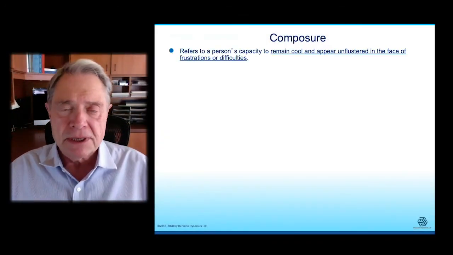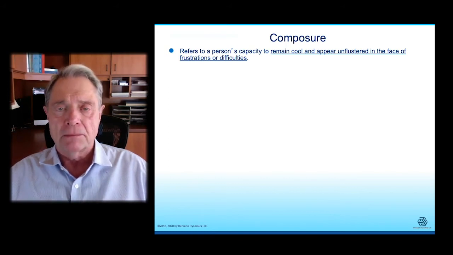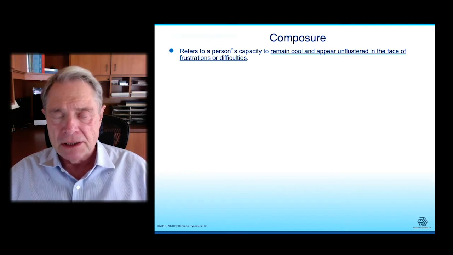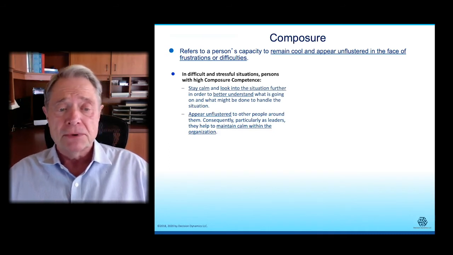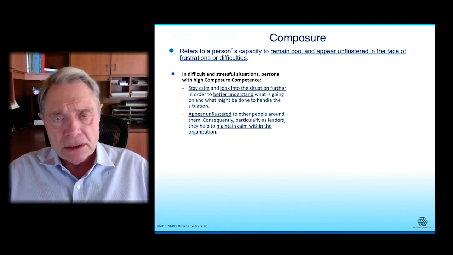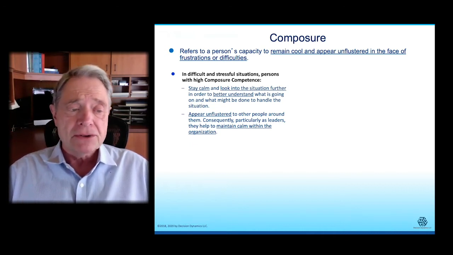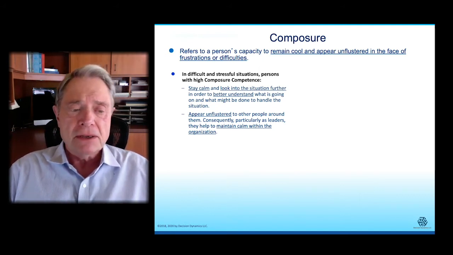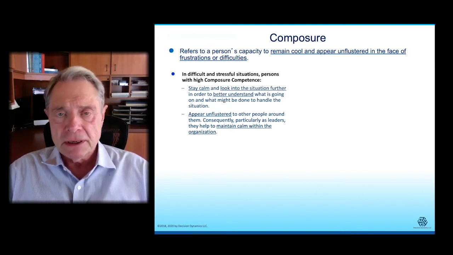Our next emotional competence is composure. As you've already heard me say, composure reflects the capacity of an individual to stay calm in circumstances that can be anxiety-producing and threatening. So when those circumstances do arrive, people who score high on composure tend to stay calm, and that gives them the ability to look into the situation more deeply in order to perceive what potentially can be done to handle the circumstance. And inasmuch as they appear unflustered, their calm helps other people stay calm, focused, and able to think clearly in the face of threats and anxiety-producing situations.